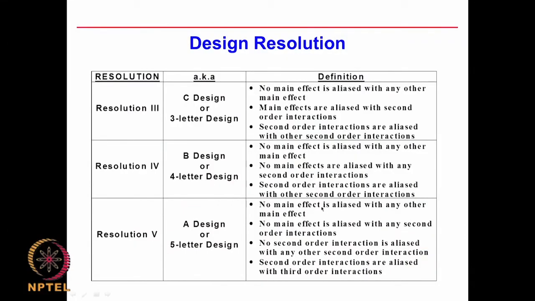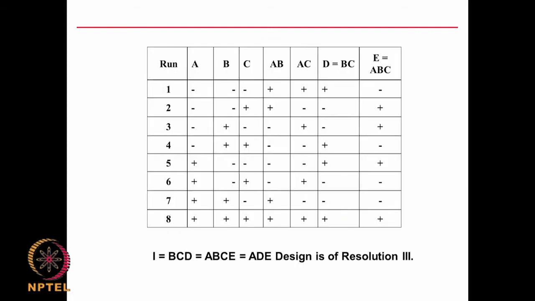Resolution 5 design: no main effect is aliased with any main effect, and no second order interactions are aliased with main effects, okay. Second order interactions are generally aliased with much higher third order. So, resolution 5 is great, but then of course, you need to do more experiments. So, generally resolution 4 is okay, okay. So, as you can see here, we have the A, B, C, D, E type of situation. 5 parameters, 2 power 5, that is 32, but we are doing only 8 experiments. So, this is a 2 power 5 minus 2 design, 1/4 of 32 experiments.